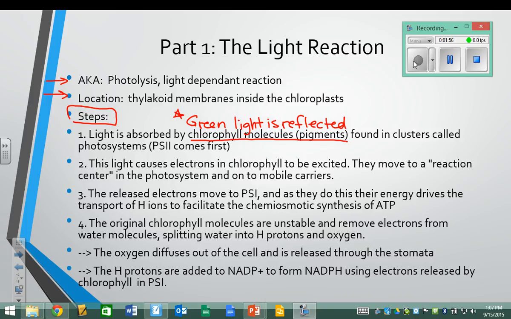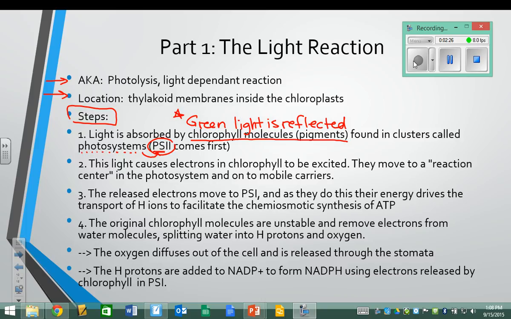Now these chlorophylls come in clusters. I just mean like a big group. They're called photosystems, and in the notes when you see PS, that's photosystem. So PS2 is photosystem 2, and later I say PS1, that's photosystem 1. Now I mentioned yesterday, but I'll remind you, photosystem 2 happens first, which is stupid. I agree, but that's how they're named. Can't change how they're named.